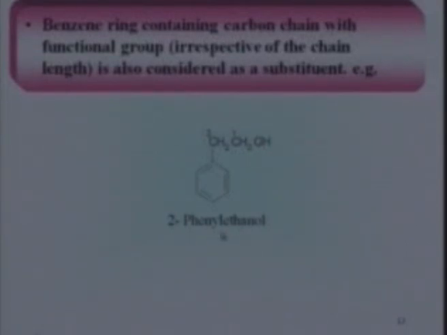So 2-phenyl ethanol, this is ethanol, you know it very well. This is ethanol, and the phenyl group is attached to carbon 2. Carbon 1 is this, the carbon which is very near to the functional group. So carbon number 1, carbon number 2, and the compound will be 2-phenyl ethanol.